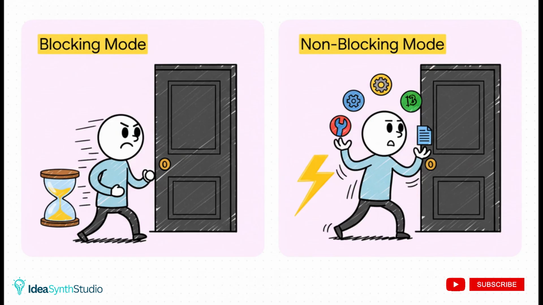And that's where non-blocking mode comes in. In this mode, if the data isn't ready, the call just returns immediately, which frees up the server to go handle other clients. It can then just circle back and check again later. This efficiency is the secret sauce behind modern, high-performance servers that can handle a massive amount of traffic.